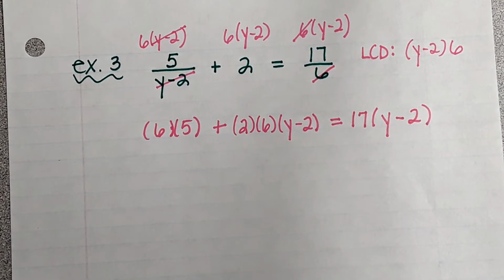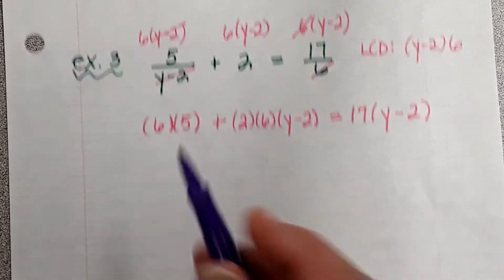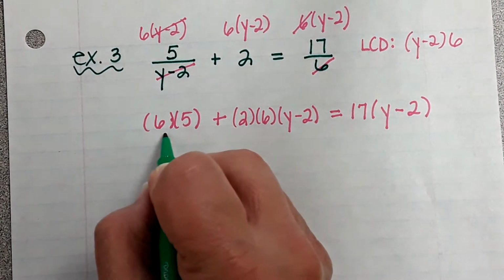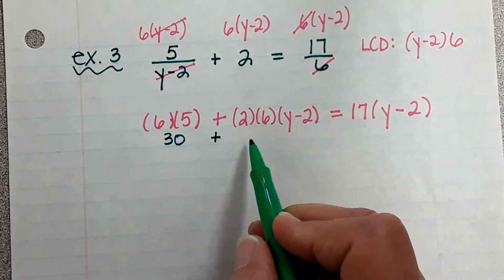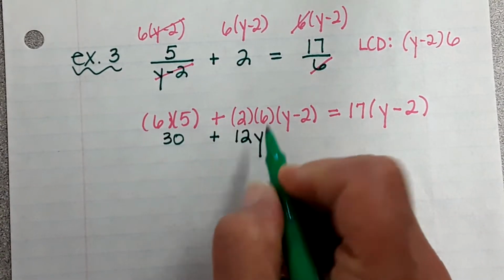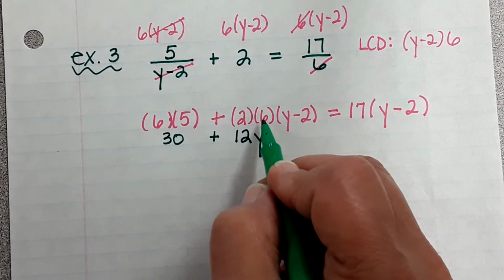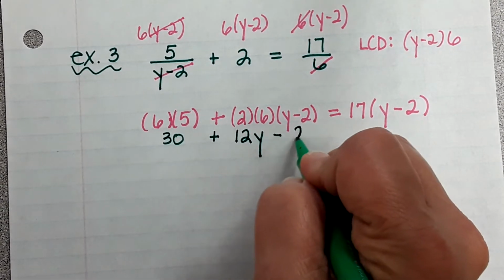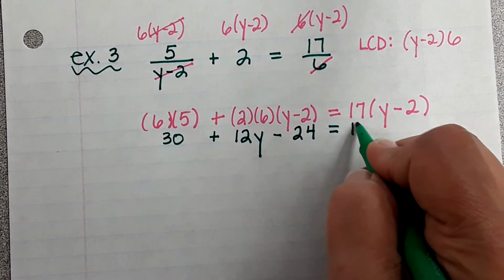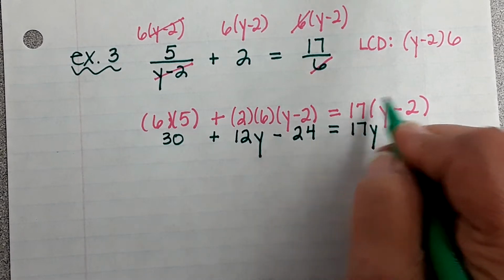So you need to be good at finding your LCD. Then you need to make sure you take your time on these. Make sure you're getting every piece of every term. So this becomes 30. This becomes 2 times 6 times y, which is 12y. 2 times 6 times 2 becomes 24. 17 times y is 17y, and 17 times 2 is 34.